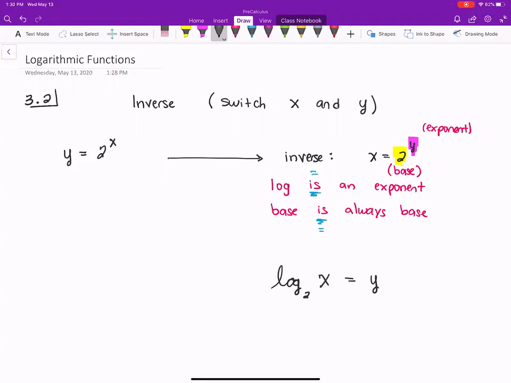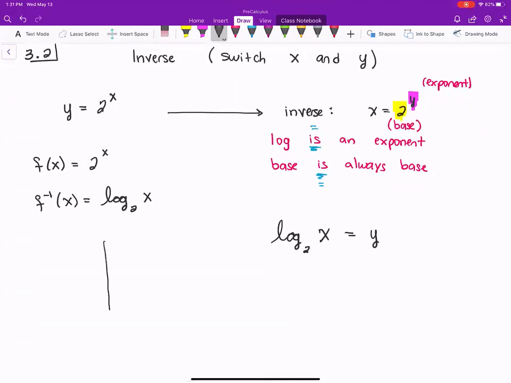So if I say something like f of x equals 2 to the x, then I could say that the inverse of f of x, which remember that's your notation for the inverse, is the log with a base of 2 of x.